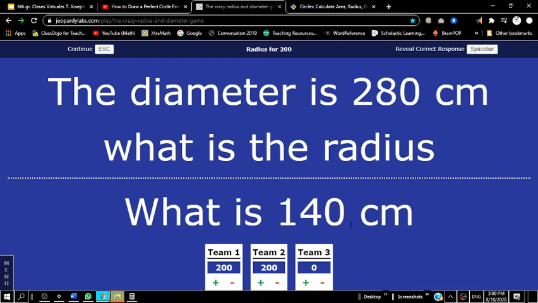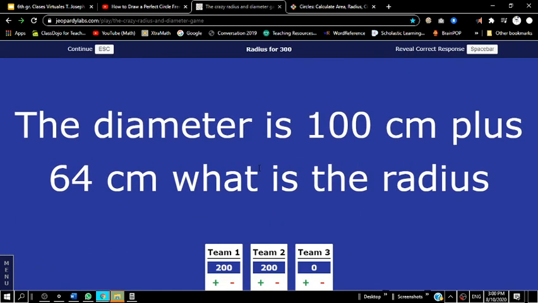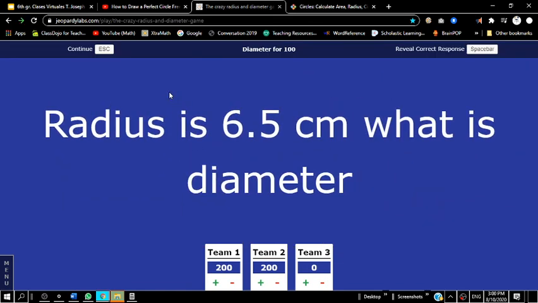Okay, and the next one. All right. Third question. The diameter is 100 centimeters plus 64 centimeters. What is the radius? Well, we need to add 100 plus 64, which is 164. And 164 divided by 2 is, let's see, 50 plus 30 plus 2 would be 82, I think. Let me see. Okay, we got it. Perfect. All right. Let's go to diameter.